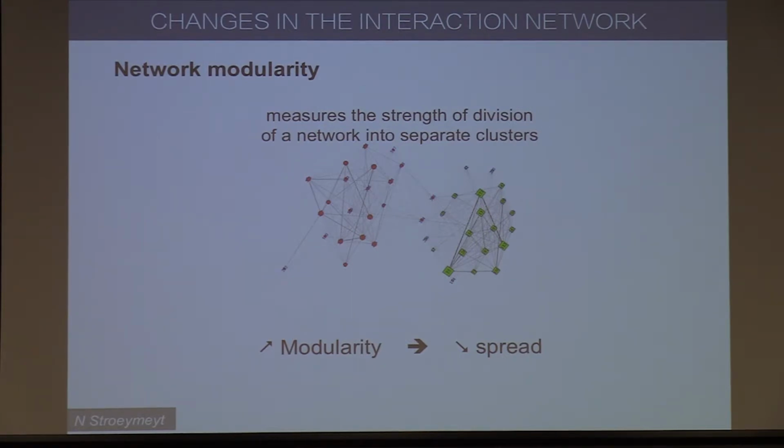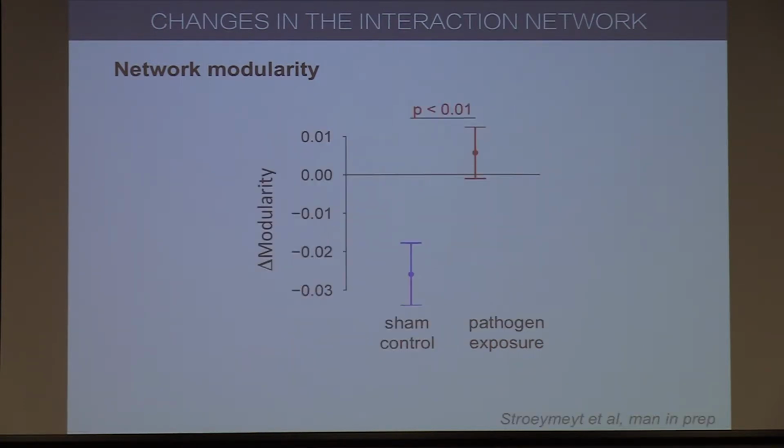And this modularity is also predicted to decrease the speed of disease transmission. And if you directly then measure the network modularity, you can see that it's really increasing in these pathogen-exposed colonies as compared to the sham-treated. So meaning that the interaction network becomes more heterogeneous, more substructured.